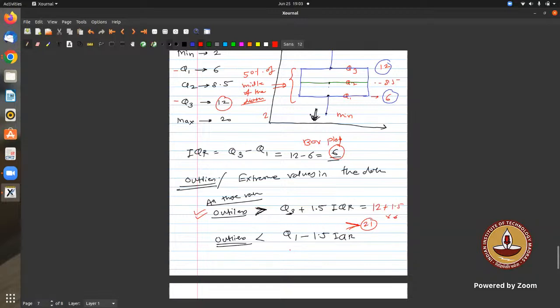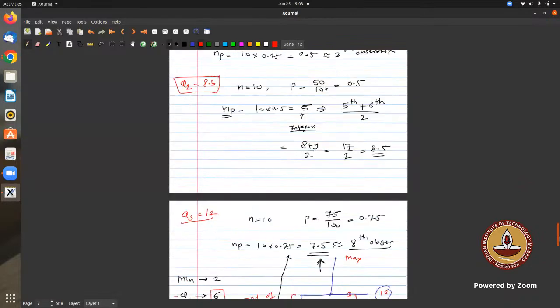Okay, so the next formula: what is Q1? Q1 is 6. So 6 minus 1.5 times 6, which is 6 minus 9, which is minus 3. So all values which are less than minus 3 are outliers. Both are not possible in our data set.